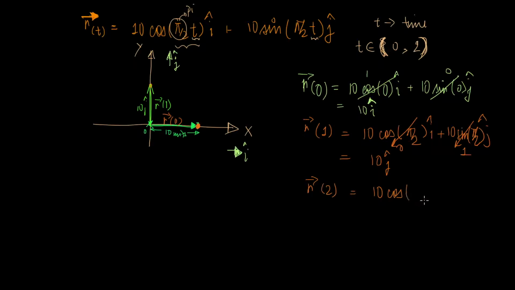We do the same thing yet again, and we realize that r of 2 is 10 cosine of pi by 2 times 2, which is pi, i cap, plus 10 times sine of pi by 2 times 2, which is pi, j cap. Now, if you solve this, sine of pi becomes 0, but cosine of pi becomes negative 1.